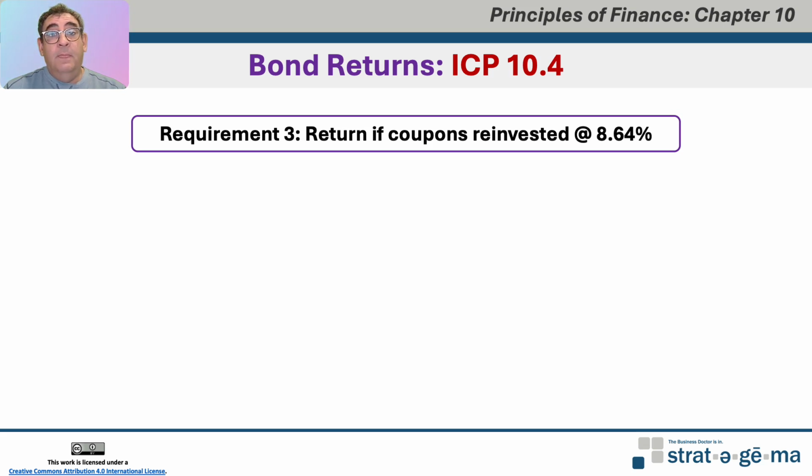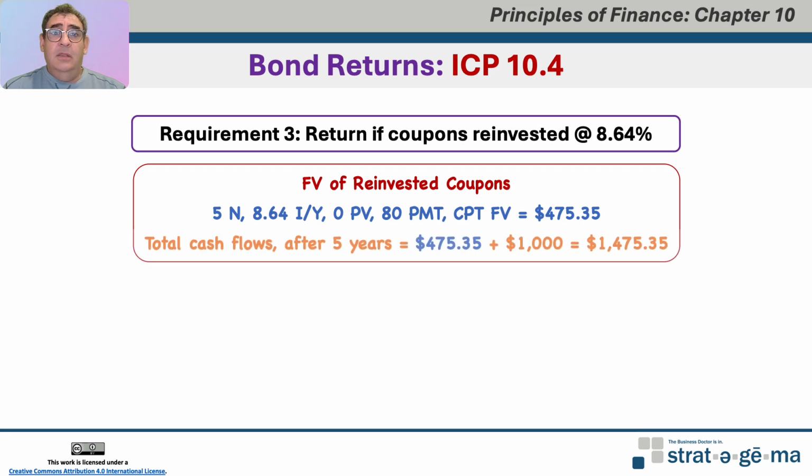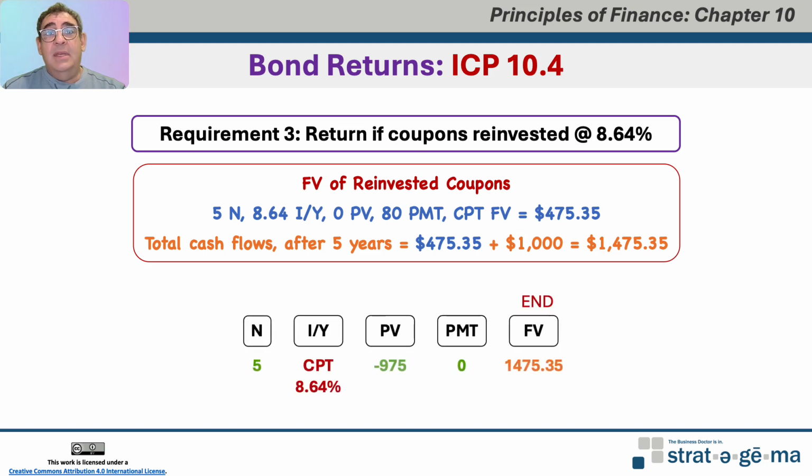For requirement 3, if we want to reinvest those coupons at a rate of 8.64%, we'll do the same thing. The future value of those reinvested coupons is calculated as 475.35 by starting from left to right, 5 N, 8.64 I/Y instead of 1, 0 PV, 80 PMT, and compute the future value, 475.35. The total cash flows after those 5 years is that 475.35 in reinvested coupons plus the $1,000 par value, 1,475.35. If we put that in as a FV now, 5 N, 975 plus minus PV, 0 PMT, 1,475.35 future value, compute I/Y, 8.64%.